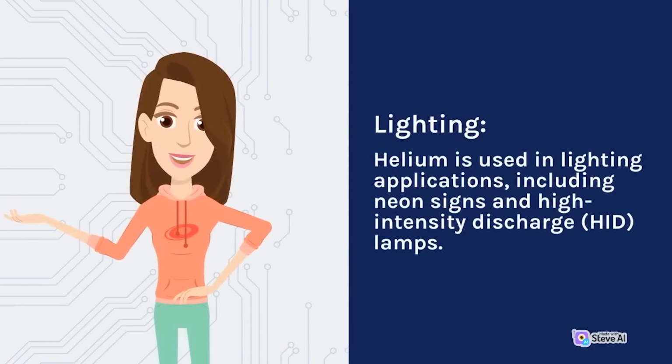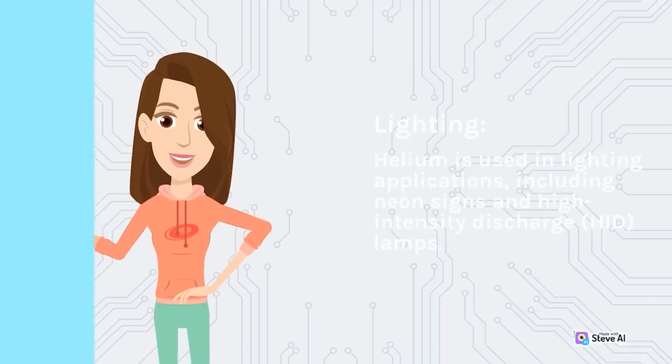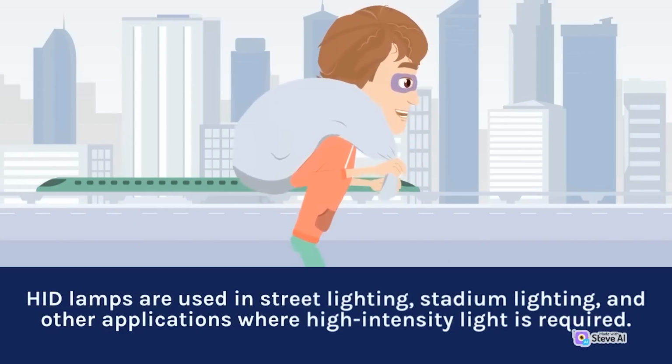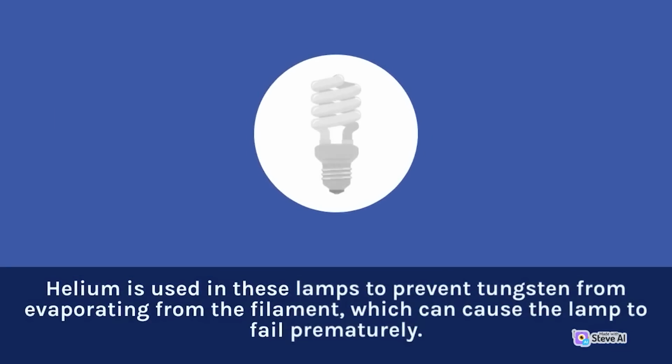Lighting. Helium is used in lighting applications, including neon signs and high-intensity discharge (HID) lamps. HID lamps are used in street lighting, stadium lighting, and other applications where high-intensity light is required. Helium is used in these lamps to prevent tungsten from evaporating from the filament, which can cause the lamp to fail prematurely.